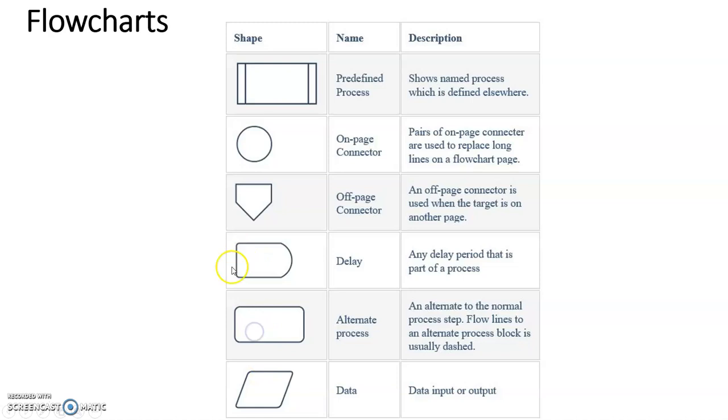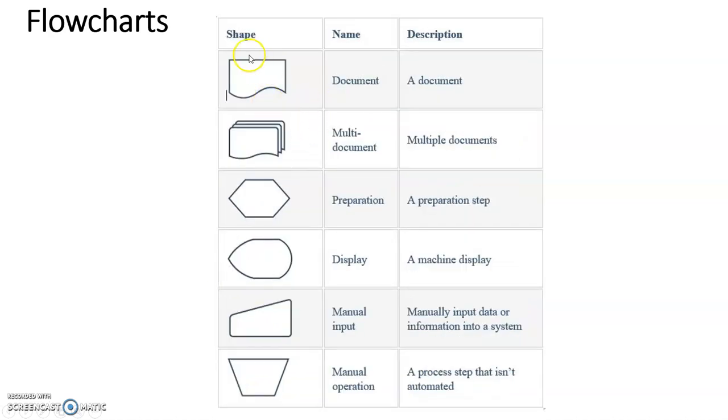So the next one is the documents. Looks like a paper, can you see it? So this is used for a document. Then multiple documents, use this in multiple places. Then preparation, if you need to prepare a step, you use this shape. Then to display on a particular machine, you use this shape. Then for manual input, if there is a particular input that you need to do manually or data, you can use this shape. Then for manual operation, there's a manual operation that you need to carry out, you can use this shape. Just indicate it inside it.